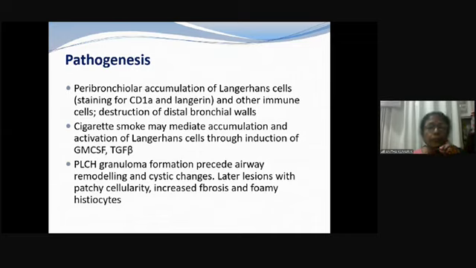Now the main changes are seen at the end of the small airways. That is, there is a peribronchial accumulation of the Langerhans and other immune cells, and there is destruction of the distal bronchial walls. So cigarette smoke can actually mediate the accumulation of these cells, and through the induction of cytokines like GM-CSF and TGF beta, and this is followed by granuloma formation, and granulomas precede airway remodeling and cystic changes. So later on, you see lesions with patchy cellularity, the stellate scar formation can be seen, and there is increased fibrosis.